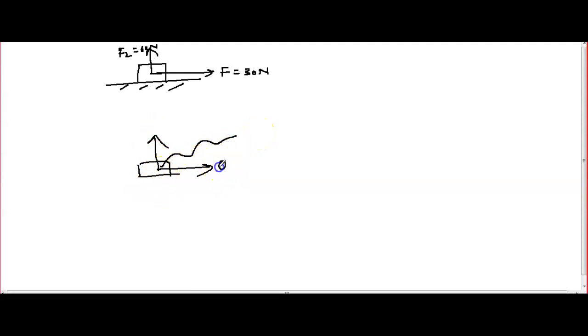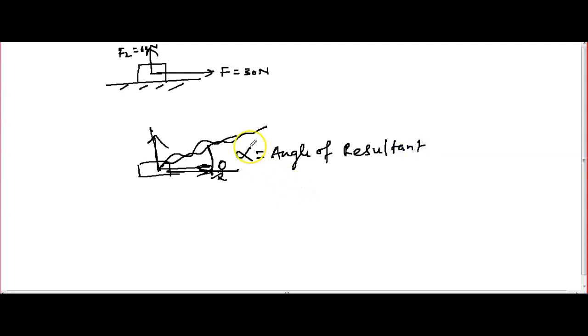If you kept your hand and you are pulling in this direction, and somebody is pulling in this direction, what will happen? It will move in another direction. The angle of that direction is called alpha, the angle of the resultant. Alpha is the angle of resultant. And this net force, the resultant, you have to find it.